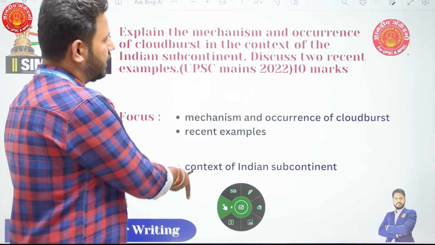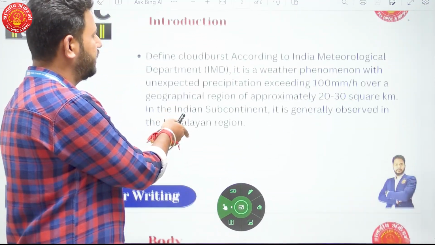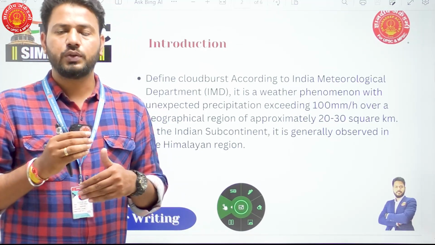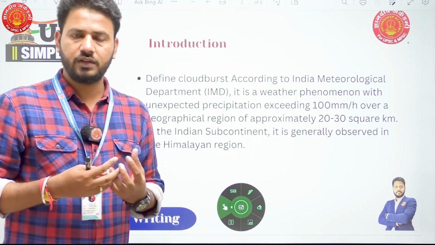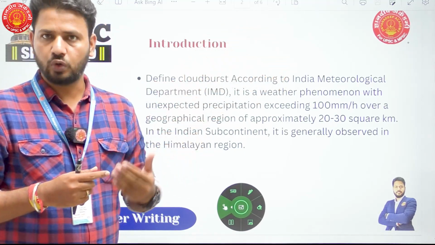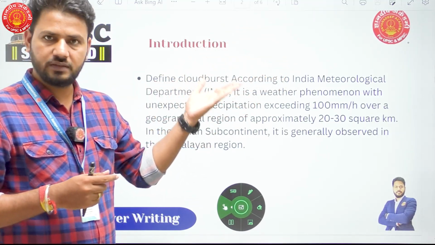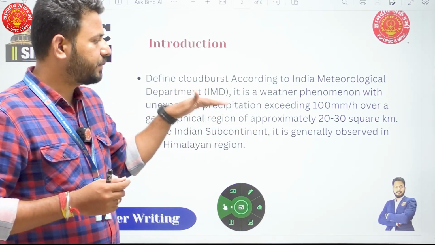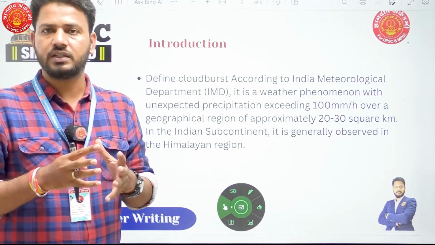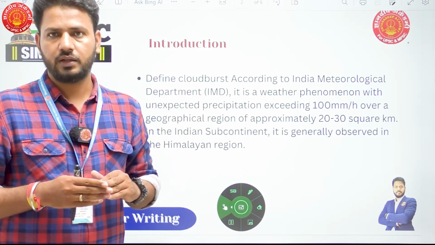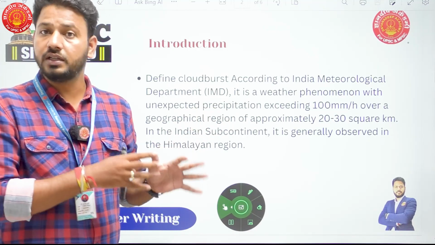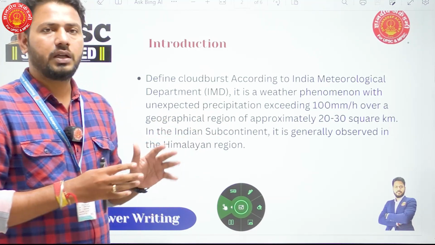Okay, now let's start this question with introduction. When you're writing introduction in this question, I think it should be started by writing what actually are cloudburst. So you need to define cloudburst. And instead of giving a generic definition, one given by Indian Meteorological Department would be more correct. So according to Indian Meteorological Department, it is a weather phenomena in which there is unexpected precipitation which exceeds 100 millimeter in an hour over a region which is approximately 20 to 30 square kilometer. And this phenomena particularly happens in the Himalayan region in the Indian subcontinent. Okay, so this is how you can introduce the question.